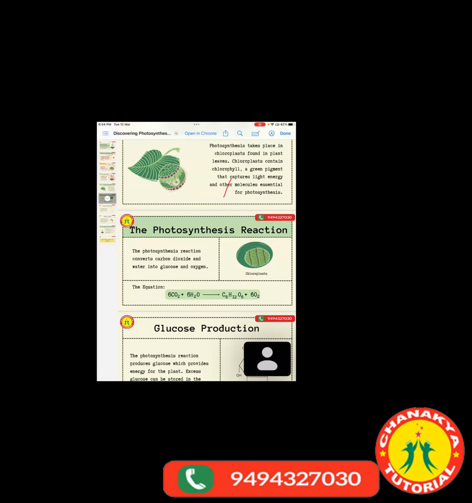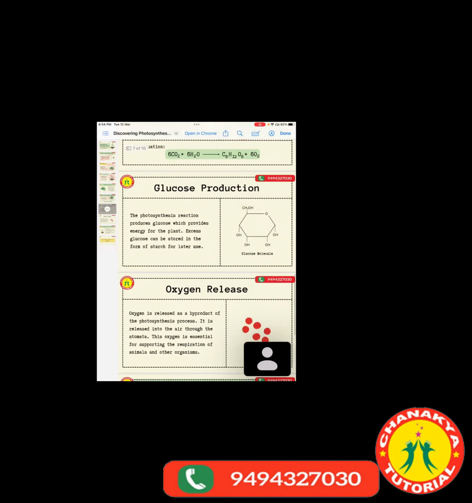Okay. So coming to the next one now, the photosynthesis reaction. The photosynthesis reaction converts carbon dioxide and water into glucose and oxygen. And where do they convert it? What is given in the box? Chloroplast. Again, a very, very important thing. Name the site of photosynthesis: chloroplast. So in the chloroplast, all these things are happening.